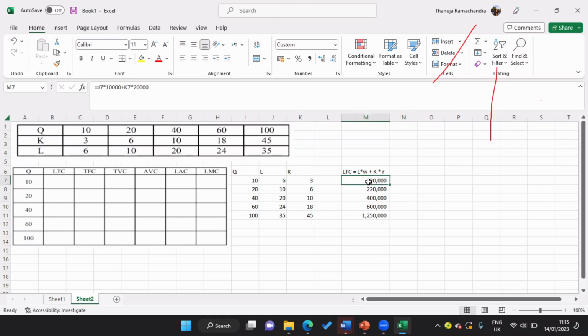Okay, L into 10,000 plus K into 20,000. Okay, so we can calculate everything for the long run.